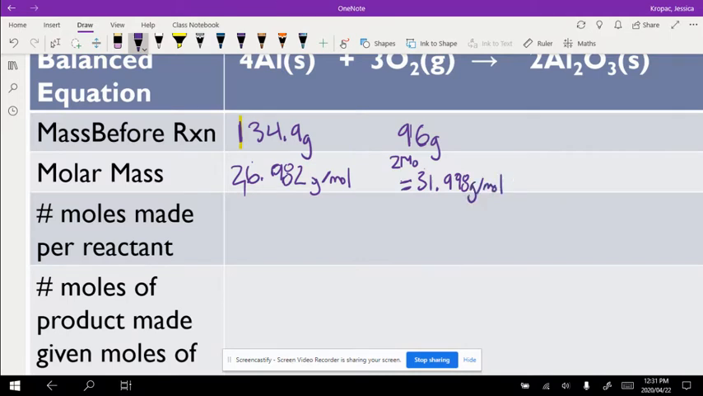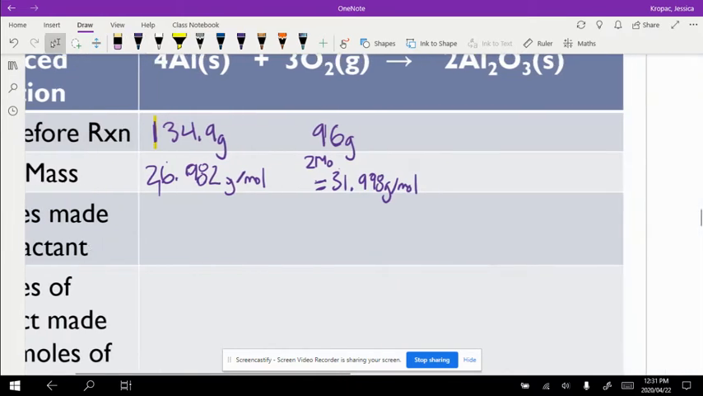While we're here, we might as well figure out the molar mass of aluminum oxide. Why do we need the molar mass of aluminum oxide? Because in that very last step, we're going to need that molar mass to figure out the mass of our product. So to figure out my molar mass of aluminum oxide, I'm going to take my molar mass of aluminum and multiply it by 2. Why 2? Because I have 2 aluminums. And I'm going to add to that my molar mass of oxygen, and I'm going to multiply that by 3. Why 3? Because I have 3 oxygens.